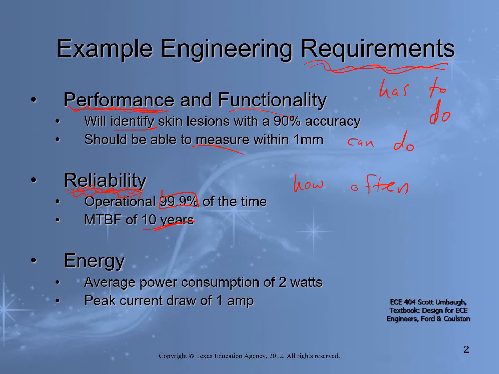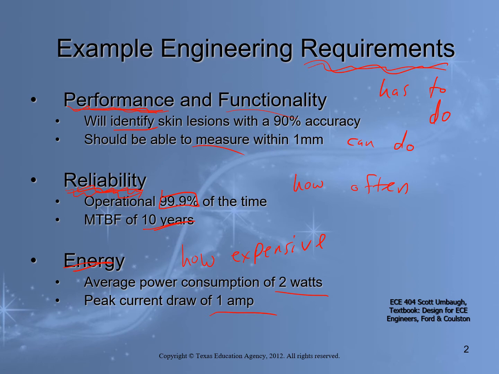Another type of thing is energy. So this is, in some ways, how expensive. All right, how expensive to run. Average power consumption of 2 watts. Peak current draw of 1 amp. So how expensive, how much energy it does. Okay, so it could talk about, and then there's other requirements too.